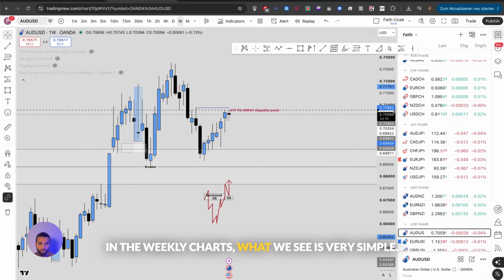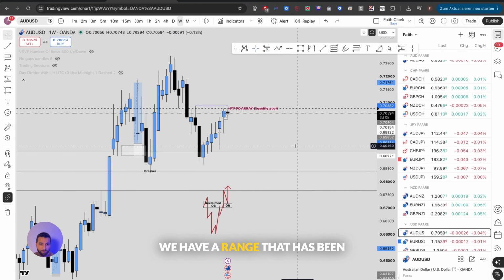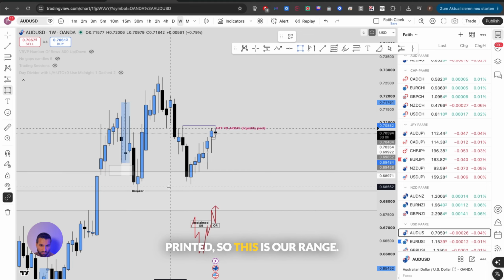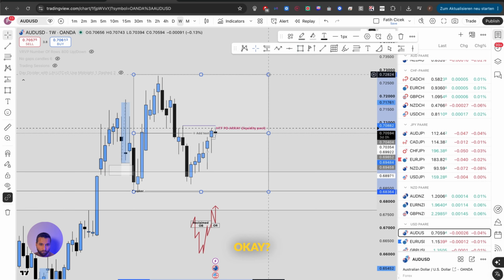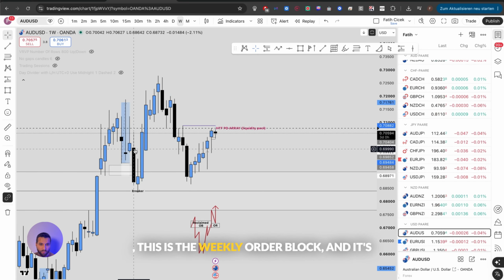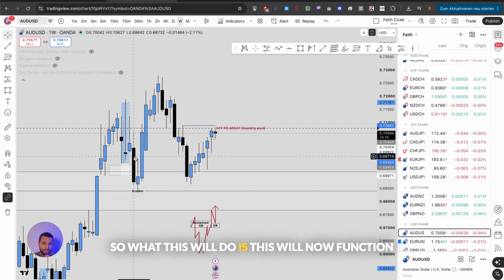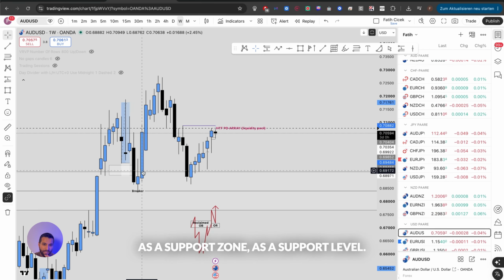In the weekly charts, what we see is very simple. We have a range that has been printed. So this is our range. Okay, this black candle is now our weekly order block. This is the weekly order block, and it's being validated by this candle over here, closing above the black candle. So this will now function as a support zone, as a support level.